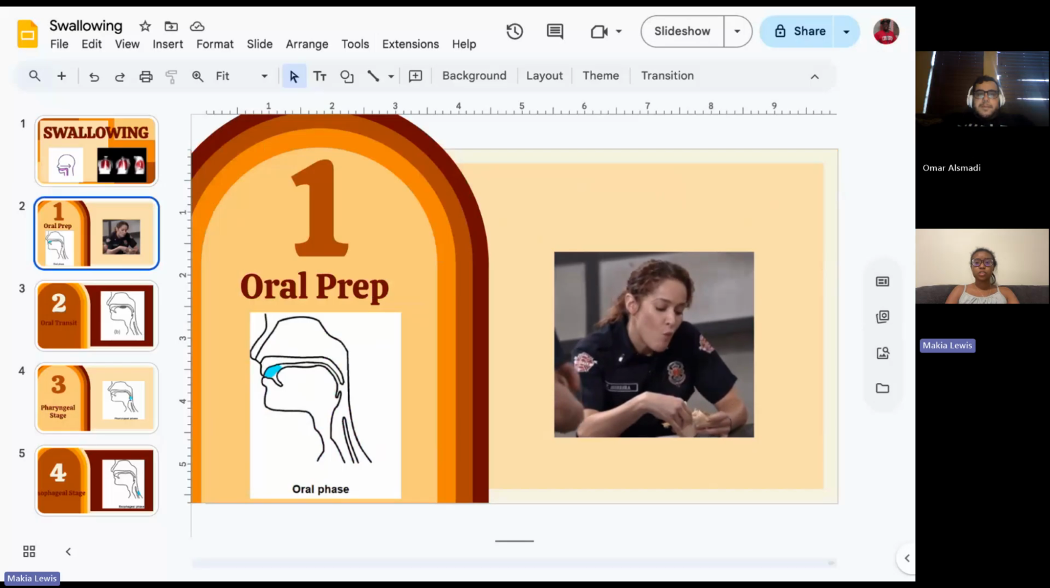Additionally, your tongue shapes and positions the food while getting ready for the food to be swallowed. And lastly, your jaw moves, which allows the chewing, and the different muscles in the mouth also help guide the food to get ready to transition into the oral transit stage.